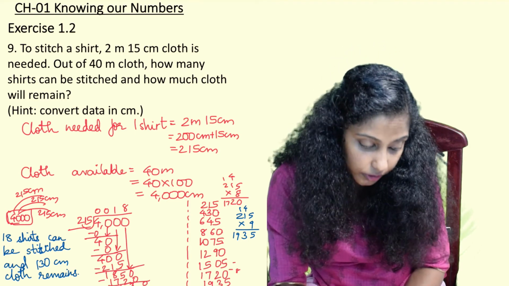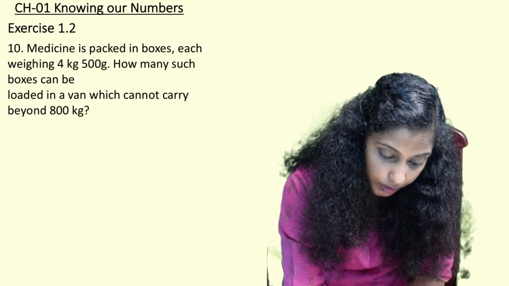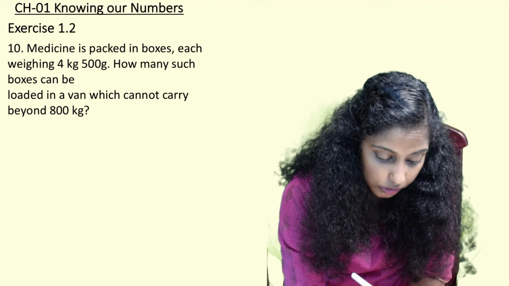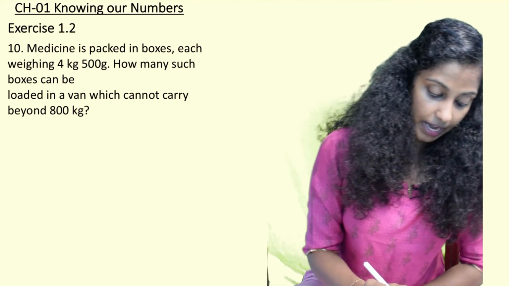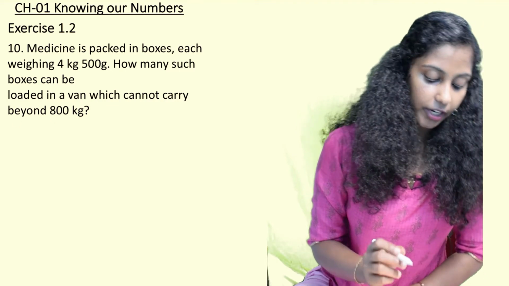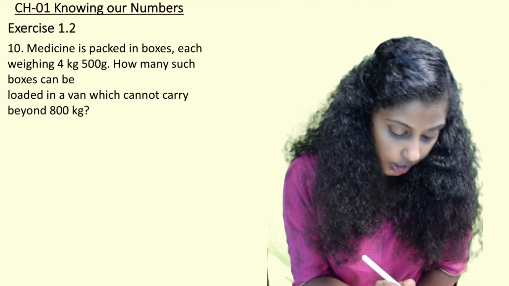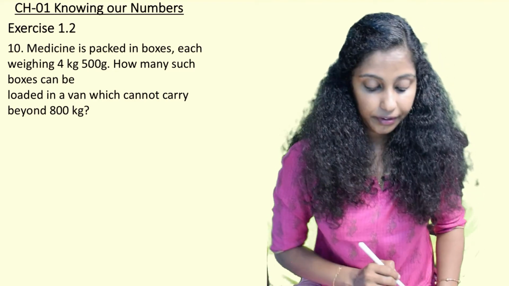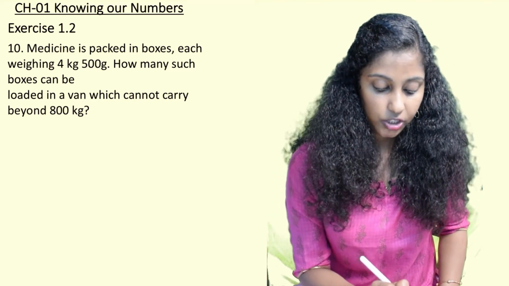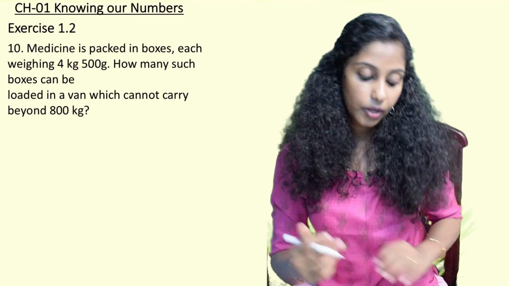Then we proceed further with the 10th sum. Medicine is packed in boxes, each weighing 4 kg 500 gram. How many such boxes can be loaded in a van which cannot carry beyond 800 kg? Here again we see two units. Each box weighs 4 kg 500 gram. Here you see kg, gram and kg. So we convert all kgs into gram.